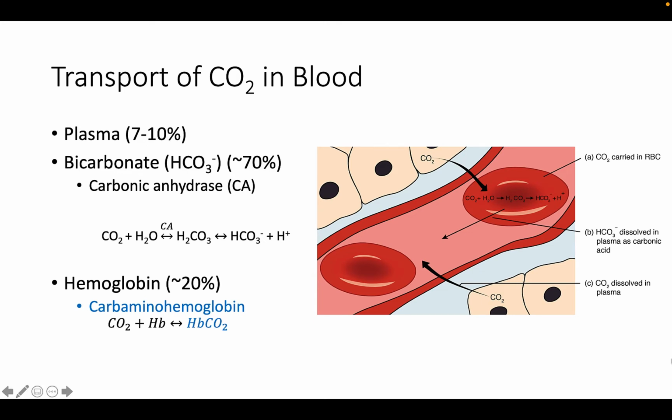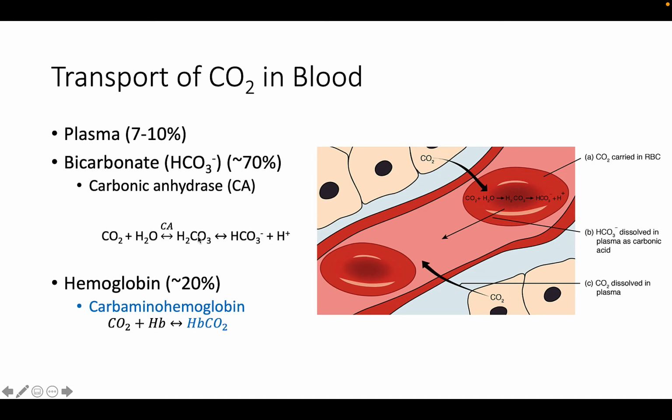A large fraction, about 70%, is transported to the lungs as bicarbonate. Most bicarbonate is produced in erythrocytes after carbon dioxide diffuses into the capillaries and is subsequently diffused into the red blood cells. So in these red blood cells, if you refer back to our blood discussion, we said that carbonic anhydrase is present in blood or on red blood cells. This enzyme, carbonic anhydrase, CA, helps convert carbon dioxide and water into carbonic acid.